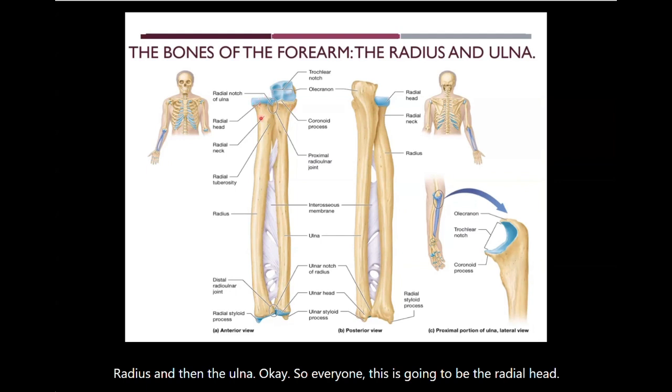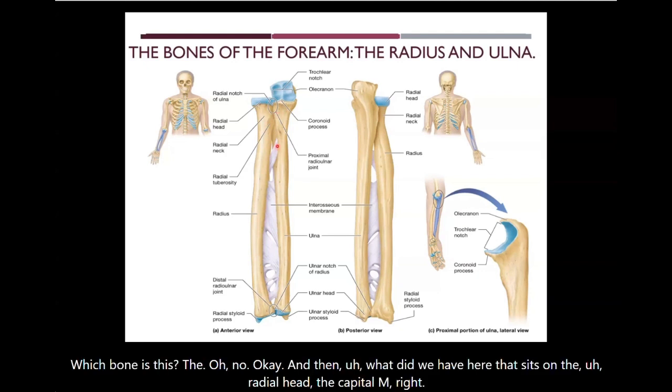So this is going to be the radial head. By the way, the ulnar head is at the bottom. They're swapped: the radial head is up here, the ulnar head is down here, but that's not too important for anything. But let's cover what we have here on the top. So which bone is this? Radius. Which bone is this? The ulna, okay?